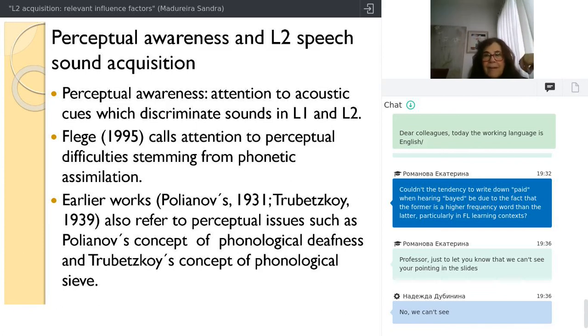And this perceptual awareness, that's what I gave you the examples of before. It's attention to acoustic cues which discriminate sounds in L1 and L2. Anna Smirnov has compared the difference between mid-high vowels and mid-low vowels in Portuguese as perceived by Russians. It's very difficult for a Russian to perceive and to produce the difference between E and E, between O and O in Portuguese. It's very difficult because you do not discriminate these sounds in Russian.